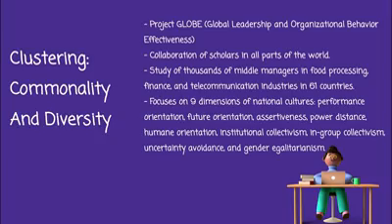There's a study named Project Globe, or Global Leadership in Organizational Behavior Effectiveness, which is a collaboration of scholars in all parts of the world. This is a study of thousands of middle managers in food processing, finance, and telecommunication industries in 61 countries. This Project Globe focuses on 9 dimensions of national cultures, namely performance orientation, future orientation, assertiveness, power distance, humane orientation, institutional collectivism, in-group collectivism, uncertainty avoidance, and gender egalitarianism.